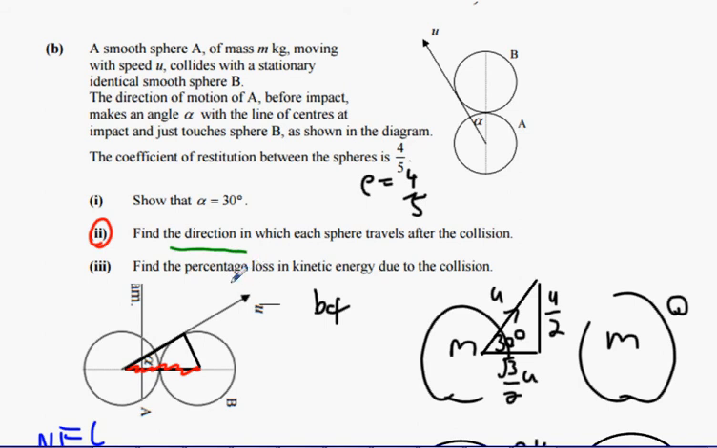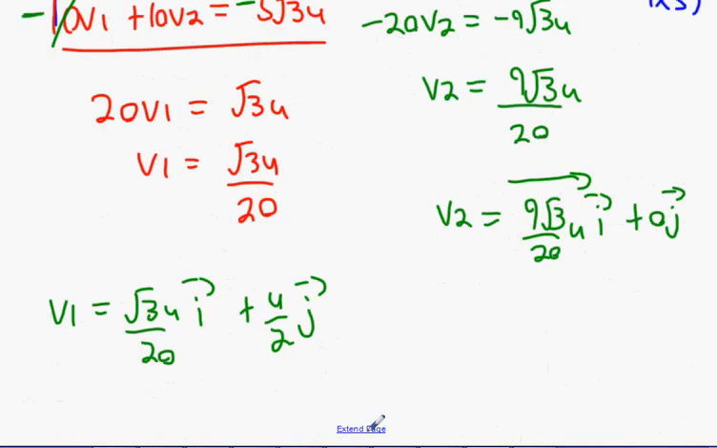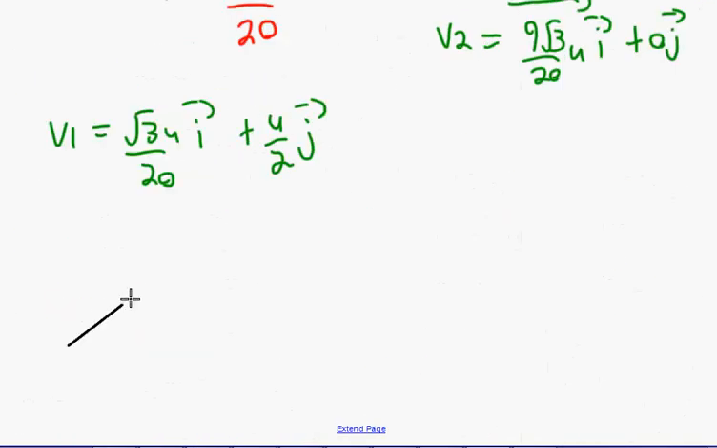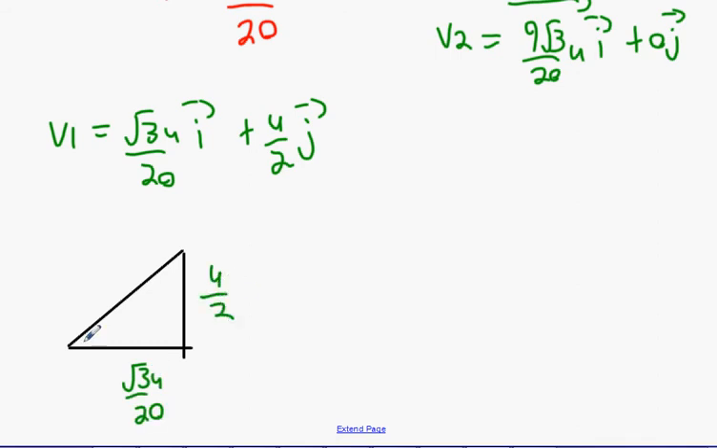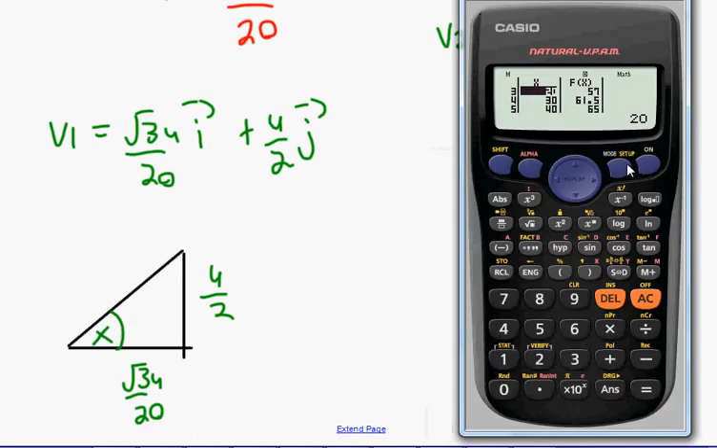I could probably convert it to an angle even. So I might just give an angle as well while I'm here. This one's going up and across, yeah? So that's root 3 u over 20, and that's u over 2. Find out what this angle is, angle x, call it. What's tan inverse on my calculator? 1 over 2 divided by root 3 over 20.